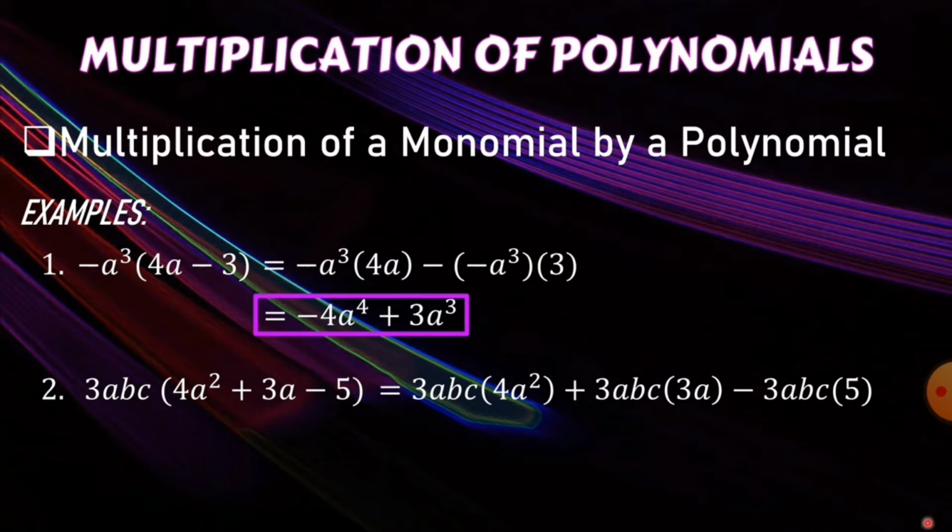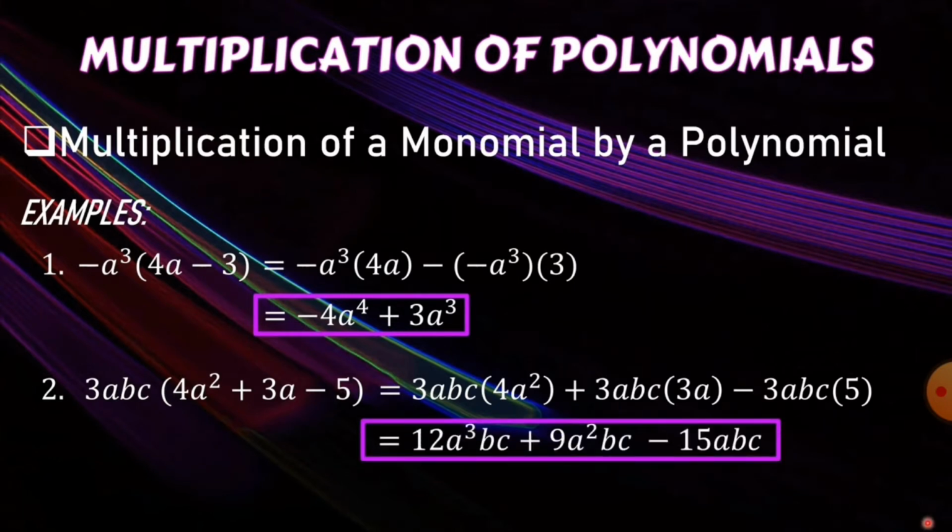So we are adding the exponents of a, and then 3abc times 3a becomes 9a squared bc, and then 3abc times 5 becomes 15abc. So just simply copy abc because it has no pair, and then copy the negative sign. Okay, so this is our final answer. We simply multiply each term after we distribute the first term, that's the monomial, then simplify. Okay, so this is our final.